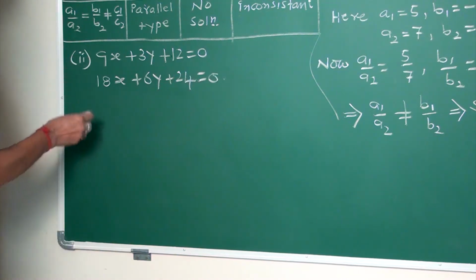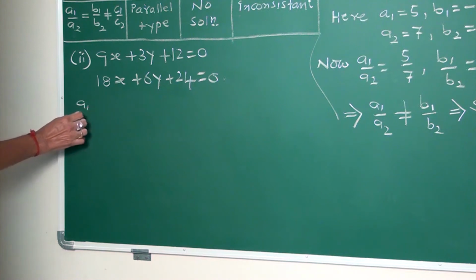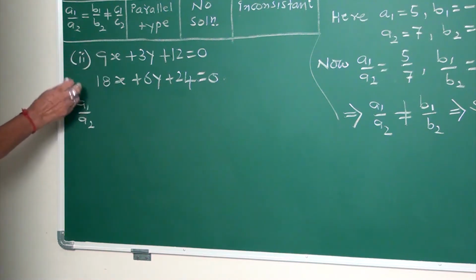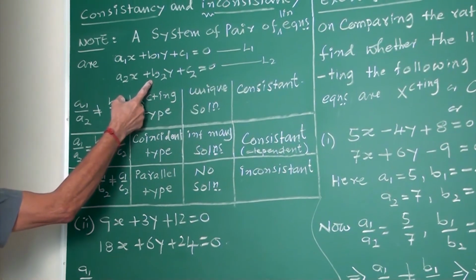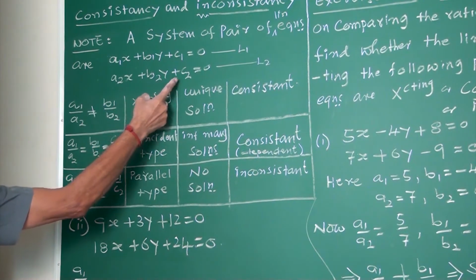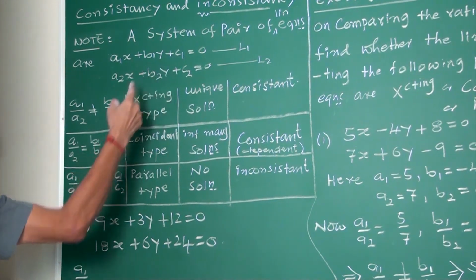Here it's direct, I write, my friends: A1 upon A2, coefficients of x. See here, what is A1 and A2? They are the coefficients of x. What about B1 and B2? Coefficients of y. What about C1 and C2? They are the constant terms.